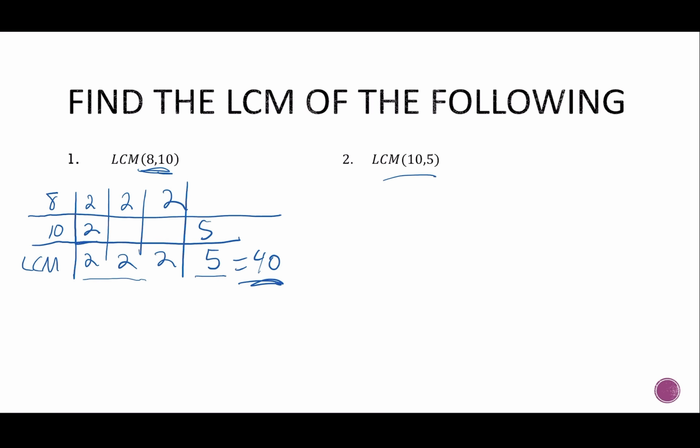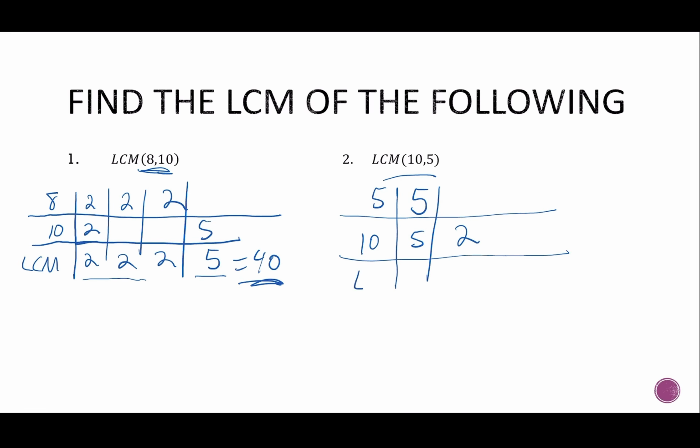Next, let's find the LCM of 10 and 5. So 5 is prime, so its only factors are itself and 1, but we don't include 1 in this, right? So it's just 5. 10 is 5 times 2, so the LCM is going to be 5 times 2. Well, that's just 10, and that's okay. The LCM can be one of the numbers we were looking at.